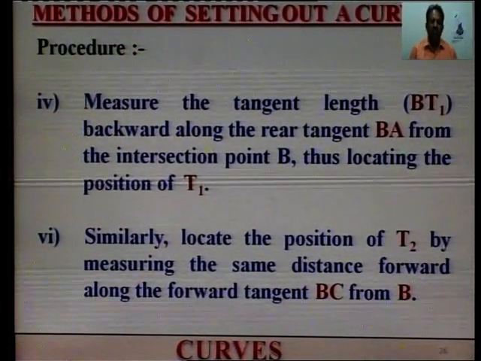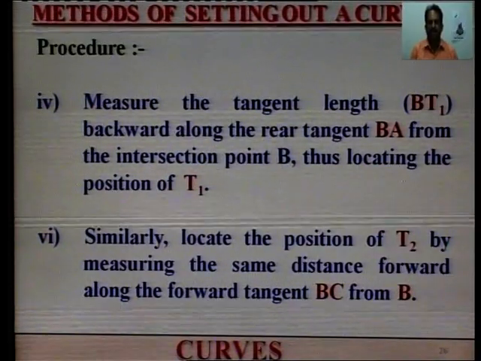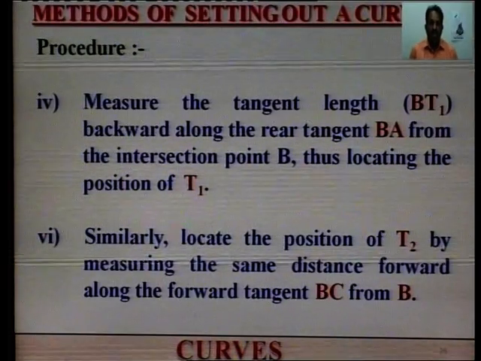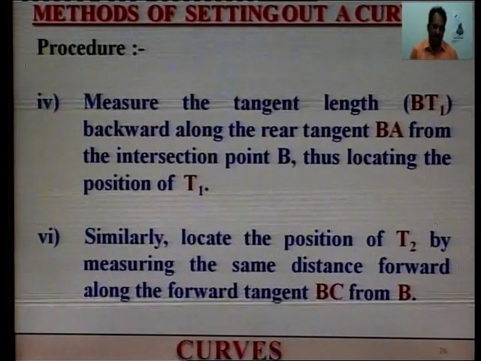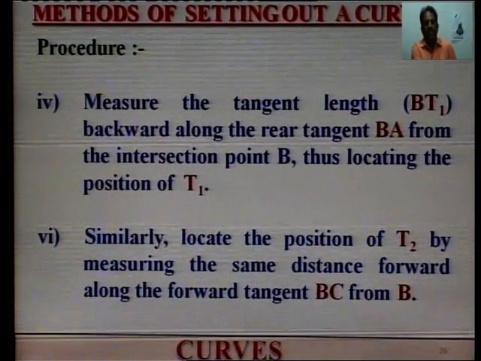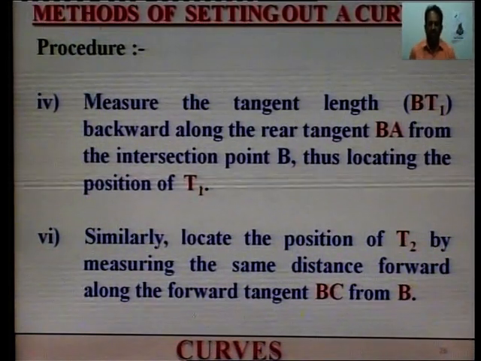The fourth step is to measure the tangent length BT1 backward along the rear tangent BA from the intersection point B, thus locating point T1 on the curve. Similarly, locate the position T2 by measuring the same distance forward along the forward tangent BC from B.